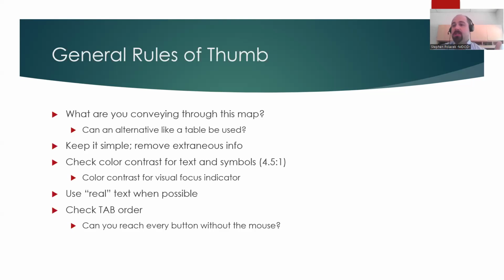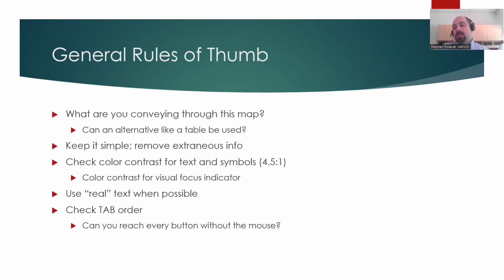Symbols as well, just because that's communicating very important information. That's the reason you're looking at this map. It also applies to the visual focus indicator, which is that outline that moves around that tells you where you are when you're navigating by keyboard. I'll show you guys that later on.